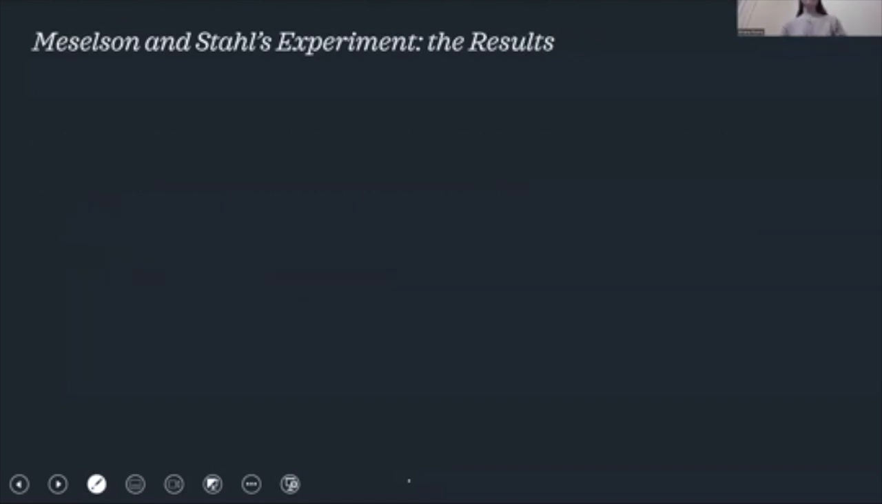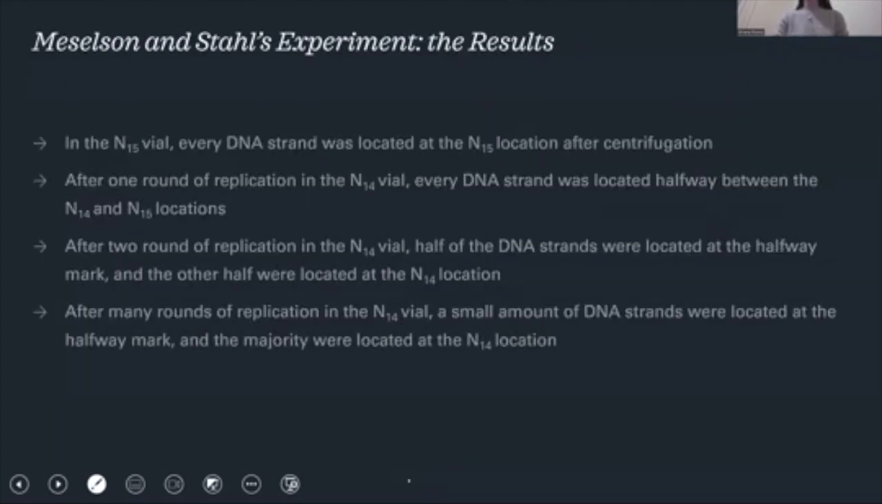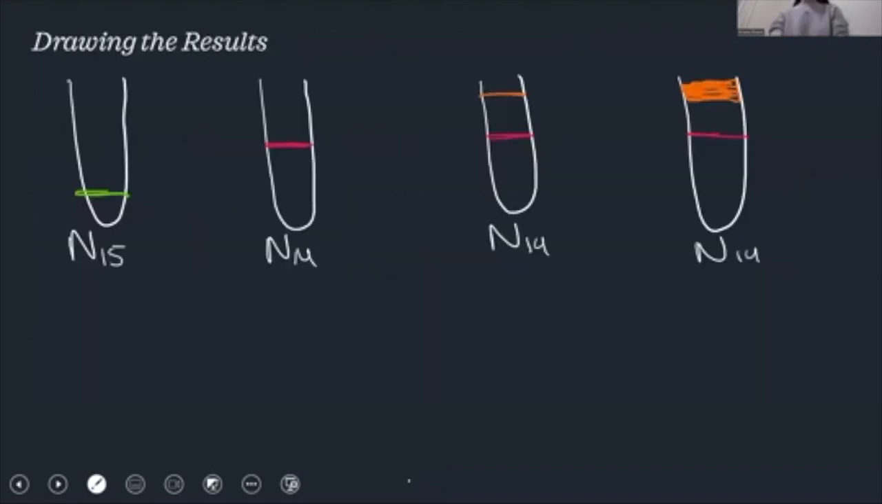Okay, so now let's talk about the results. So I'm going to click through that really quick. And I'm actually going to draw it out and leave this for you guys to come back to and look at if you need to. This is basically just explaining what it looked like in the tubes. We're going to talk about that and then show that it is semi-conservative. So these are the results, which is explained in writing on the previous slide.